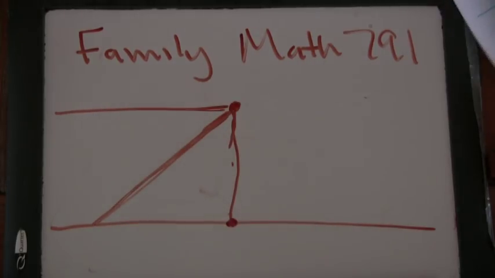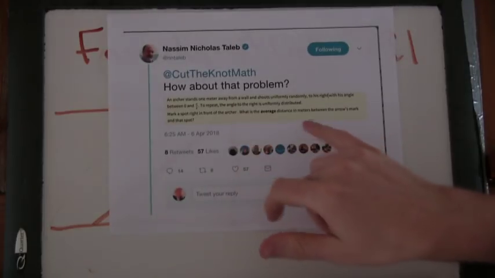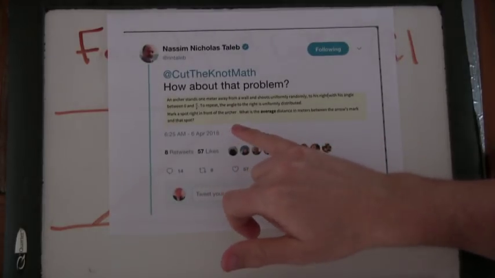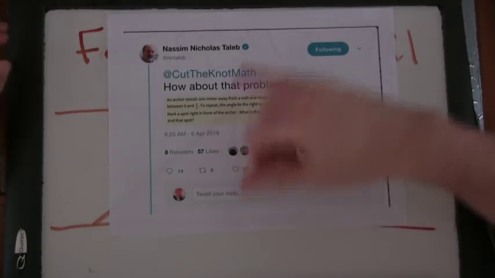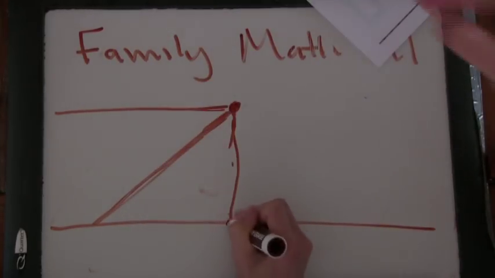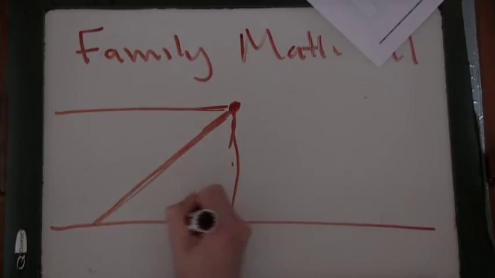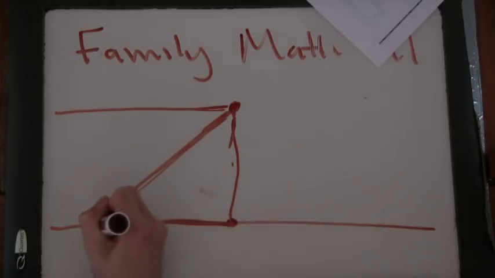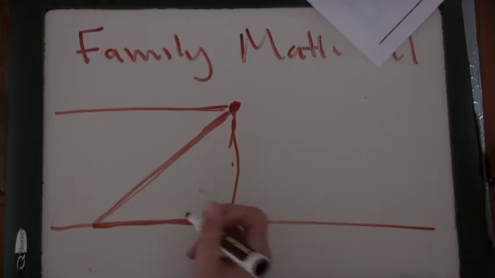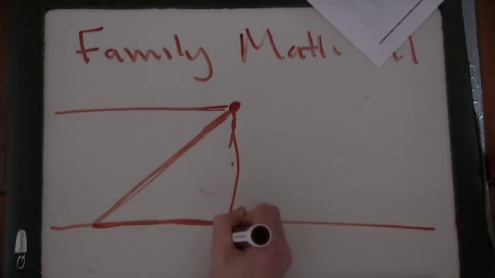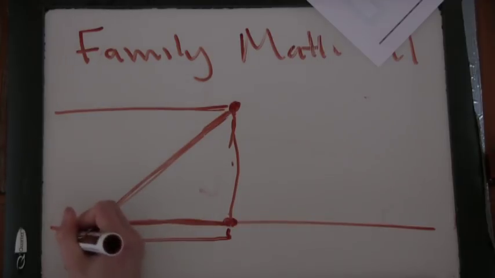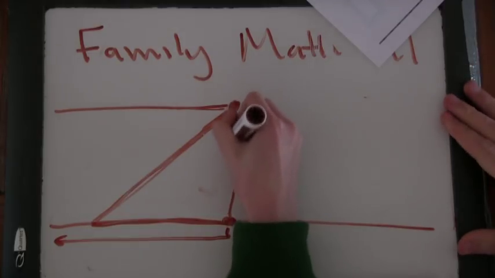Not quite. We're trying to measure, mark a spot directly in front of the archer. What is the average distance in meters between the arrow's mark and that spot? So it's this distance from that spot to wherever it lands. Okay. Although this distance might help us find that distance. Well, maybe. So what are some things in this diagram that we know, or do you think might be important?